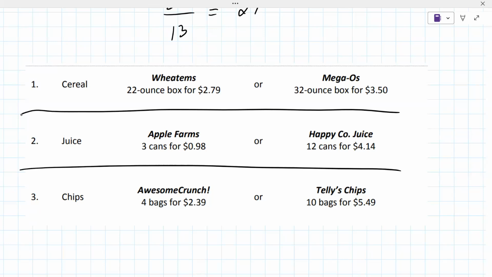Mega O's. I agree. You should have gotten 10.9 or 0.109 or 0.11. Yeah, okay, that works. 11 cents. Try the next one, please.